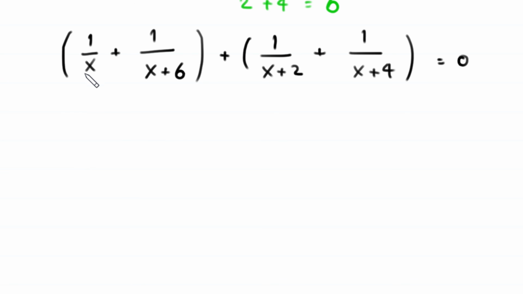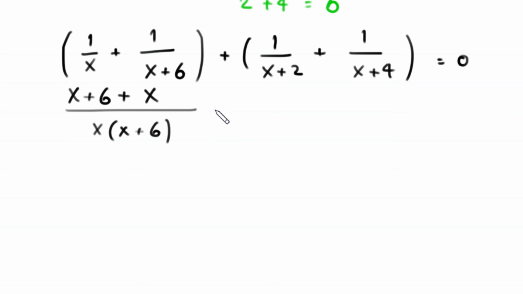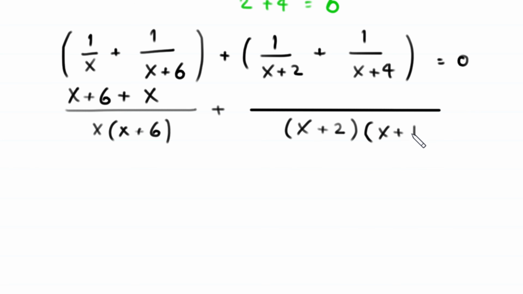Now we take the LCM of these two denominators. The LCM is x times x plus 6. So x plus 6 times 1 is x plus 6, plus x times 1 is x, plus we take the LCM of these two denominators. The LCM is x plus 2 times x plus 4. So x plus 4 times 1 is x plus 4, plus x plus 2 times 1 is x plus 2, equal to 0.